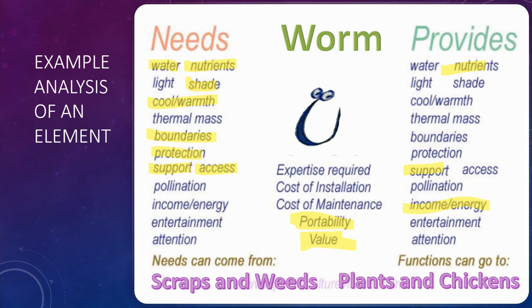It provides nutrients, really rich nutrients in the form of wee and manure. Some people use it as an income or energy source, and it can be a food source for the chickens. So down the bottom here, we say that the needs could come from scraps and weeds, and the functions can go to plants and chickens.